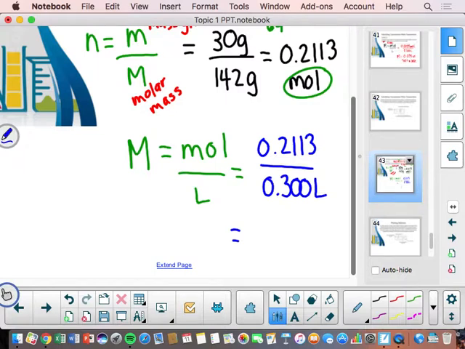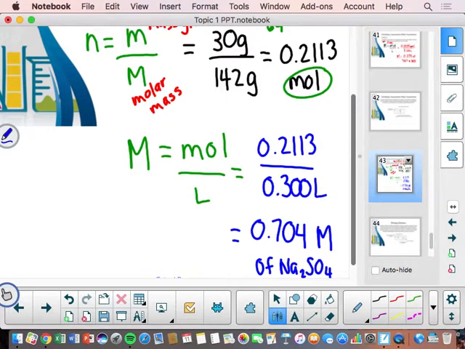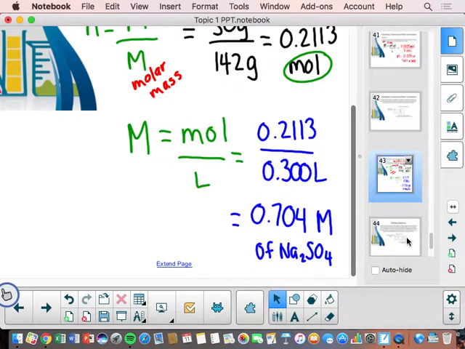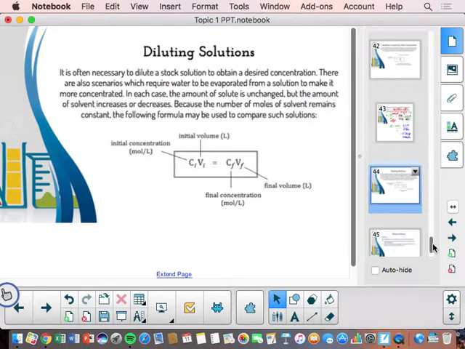So calculate that out. 0.2113 divided by 0.300 gives us 0.704. And that's big M, that's called molarity or concentration. And this is of Na2SO4. Okay, that's a long question. There's a couple steps there, but it is a good example for you.